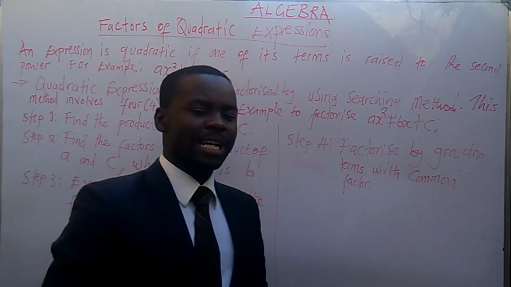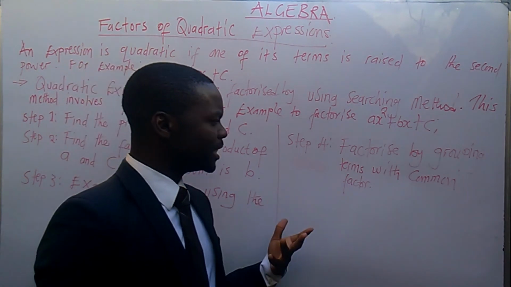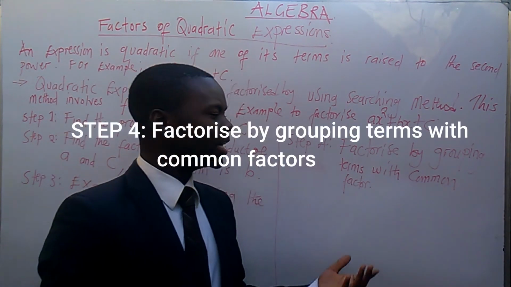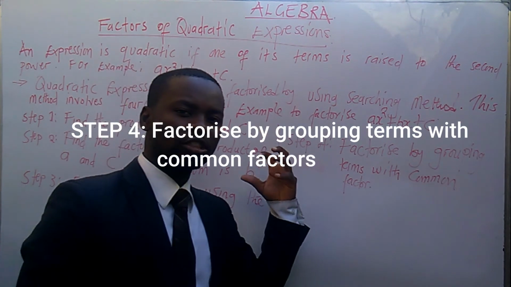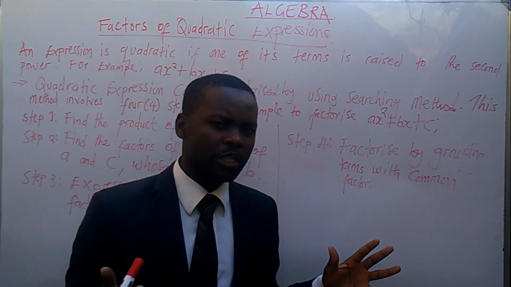It will take us to the last step, which is step 4. Step 4 is saying factorize by grouping terms with the common factor. You can now factorize the algebraic expression. Very simple calculation, very simple concept of mathematics.